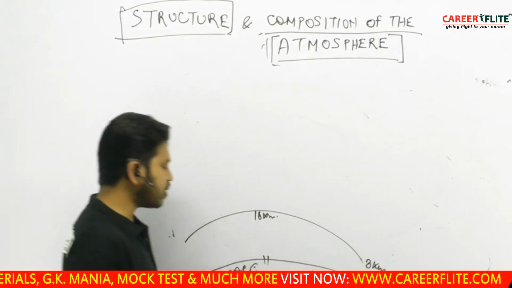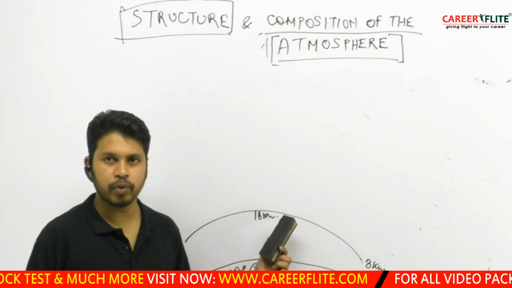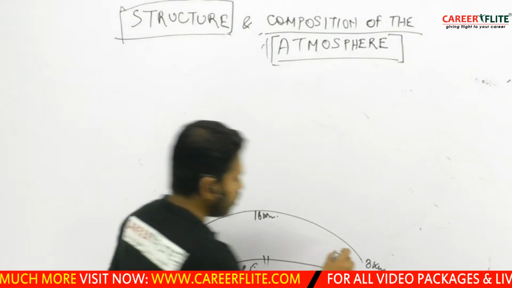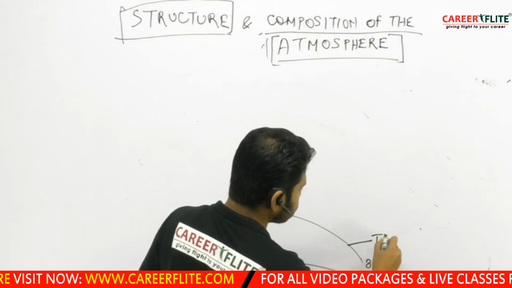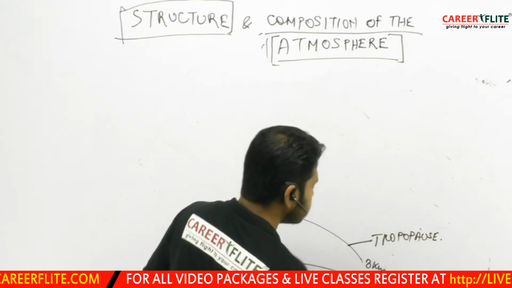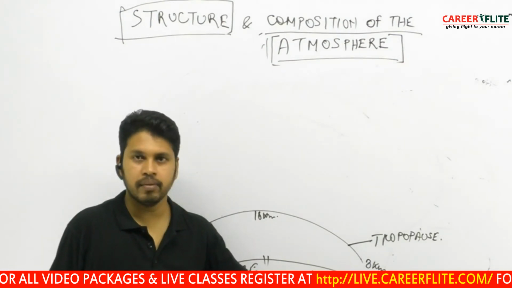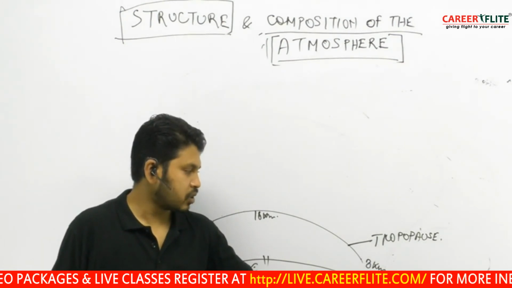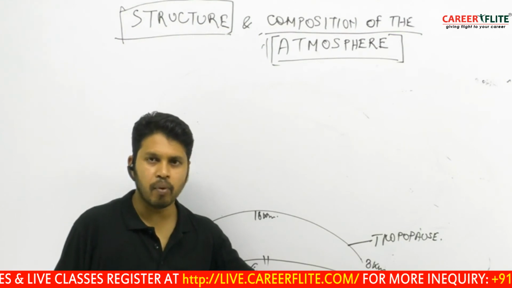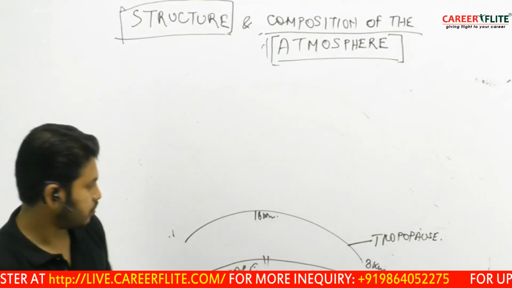The distance from the surface of the earth up to the highest portion of the troposphere is known as the tropopause. This boundary is known as the tropopause. Why tropopause? Because the temperature pauses here. The height of the troposphere at the polar region is 8 kilometers, and at the equator it is 18 kilometers.